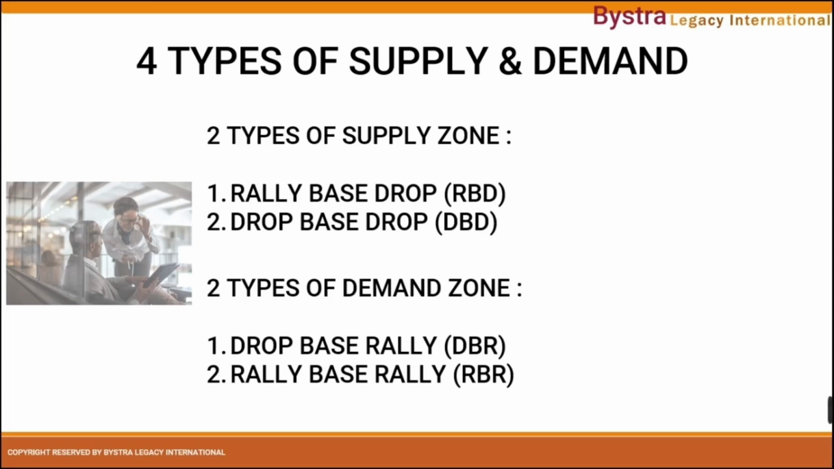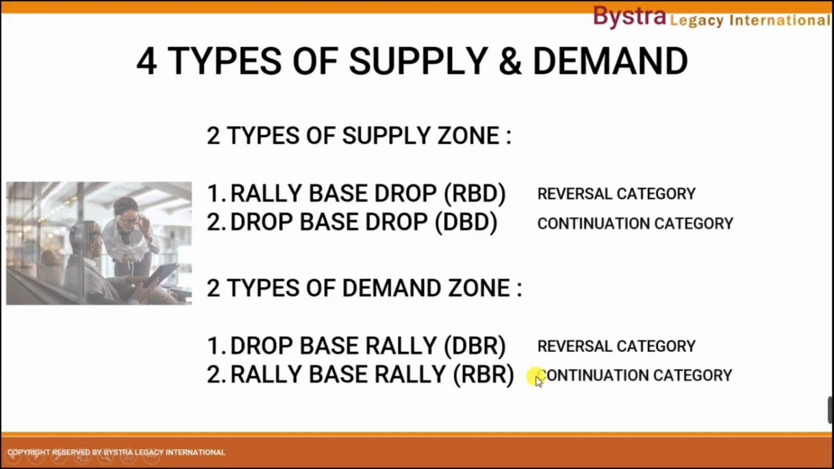Next, 2 of these are reversal and 2 of the bases are continuation. Do you want to take a guess? Let's try this. The rally base drop, RBD, will fall under the reversal category. Same goes with drop base rally, which falls under the category of reversal. Whereas the drop base drop and the rally base rally are the continuation category. Simple, isn't it? Remember this, guys. Don't get confused with the reversal or the continuation of S and D bases.